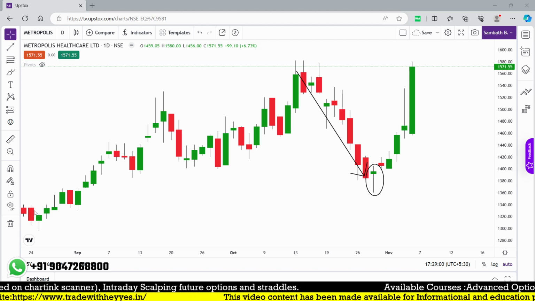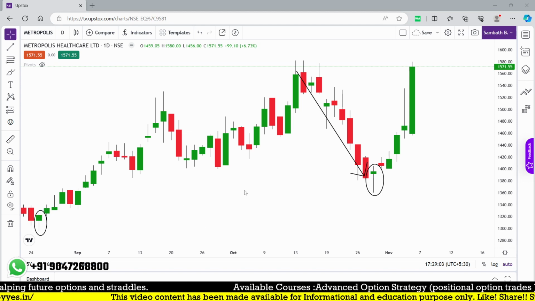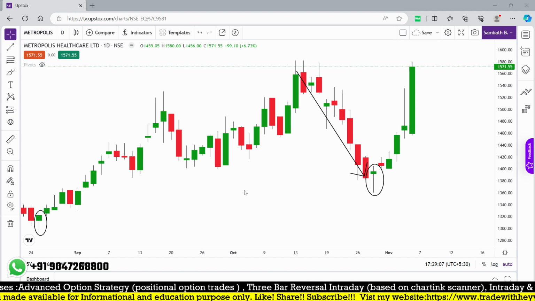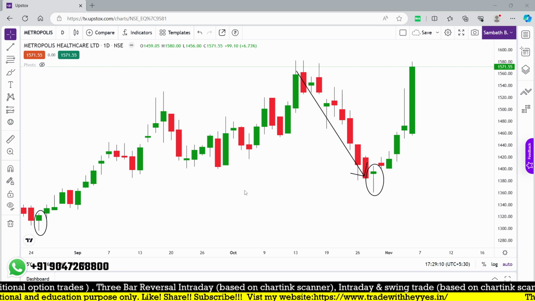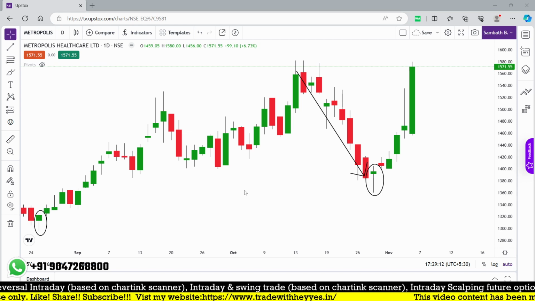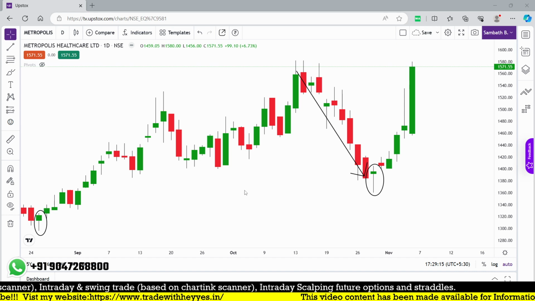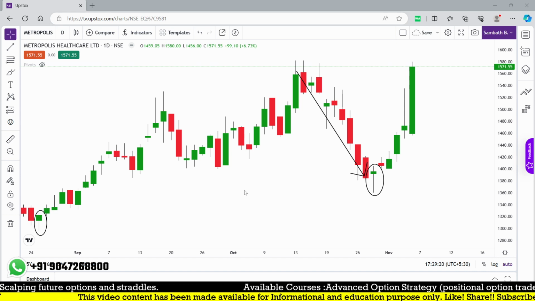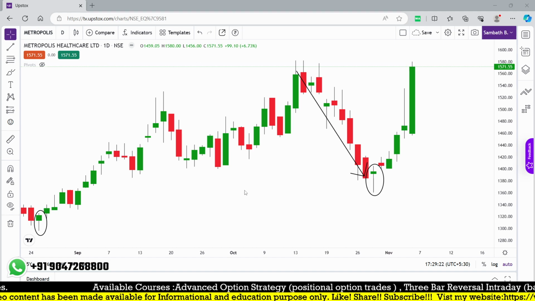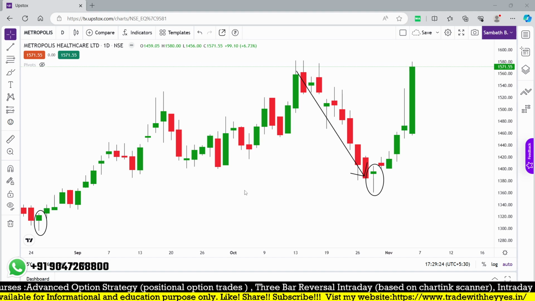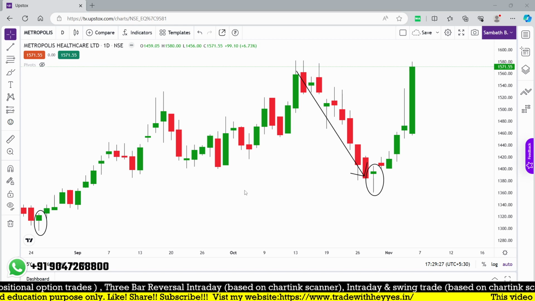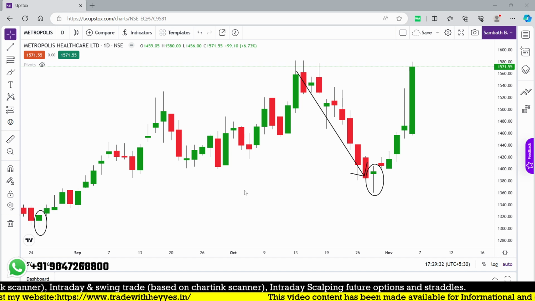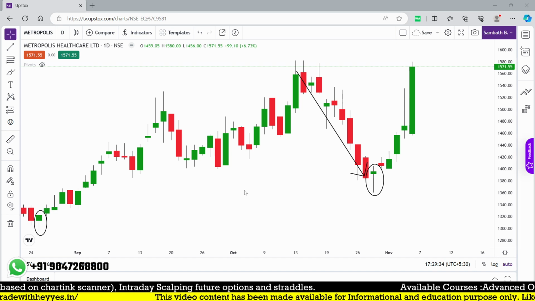You can also see another swing low here. At a lower level after a continuous downtrend, when there is a swing low, if we are able to find a reversal pattern, that may act as a good buying opportunity at the lowest level by using candlestick patterns. Here, after the downtrend, we find a reversal pattern like a hammer, and then a good move from 1400 to 1570 on Metropolis. That was a great opportunity in the stock.